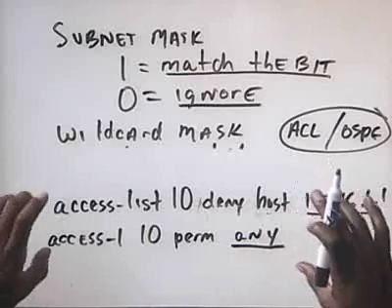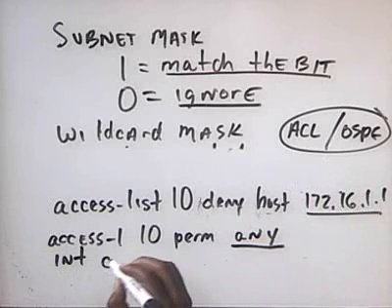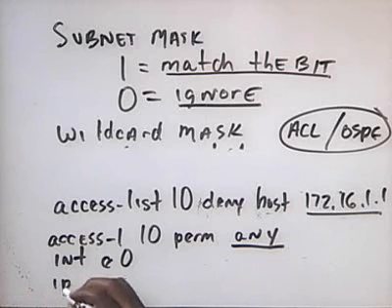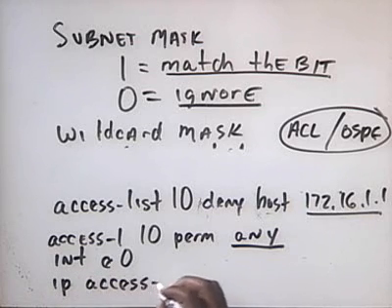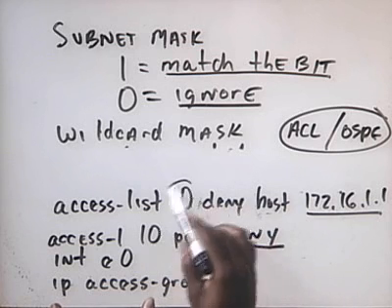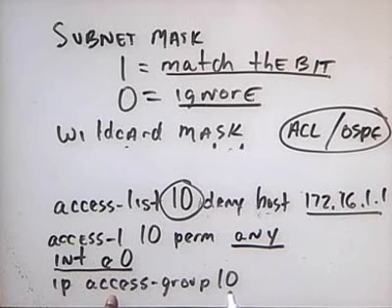After that, you would take this access list and you would need to apply it to a particular interface. I'll go ahead and just throw that in here as well. Interface Ethernet 0. We go to that interface, and then we type in IP access group 10. So we're applying this access list, access list 10, to interface Ethernet 0. And we can apply it inbound or outbound on that interface. The default is outbound. So that's a basic look at how to use wildcard masks in access list configuration.